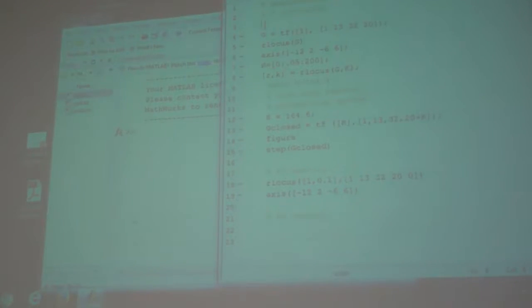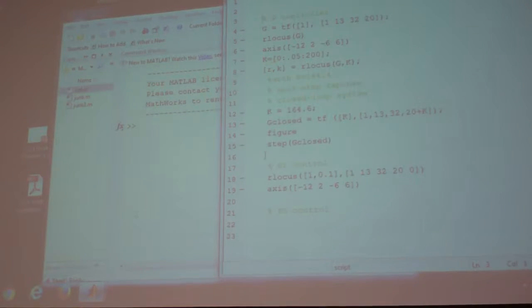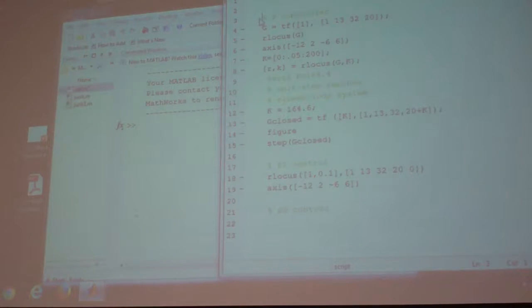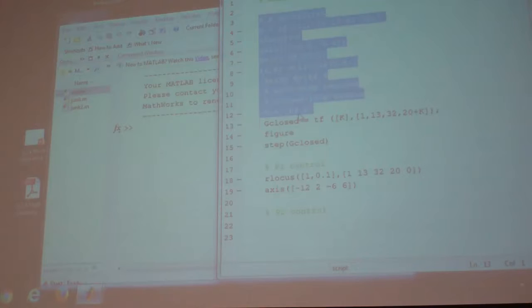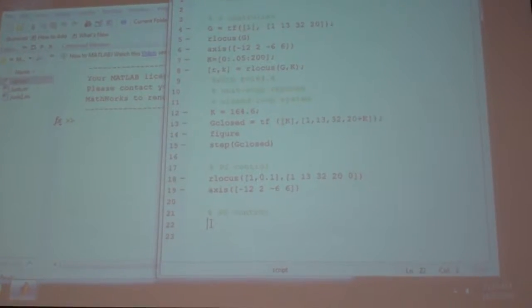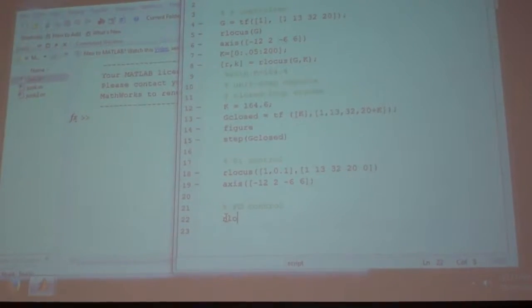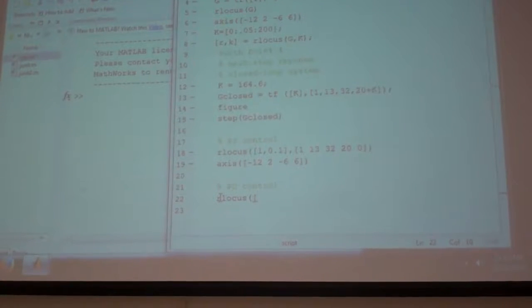The top one is P control, so that is the one we are on here. How about this? Let me drag this one. Okay, let me focus on this one. For the P control, let me type in root locus, and I have all the formulas.